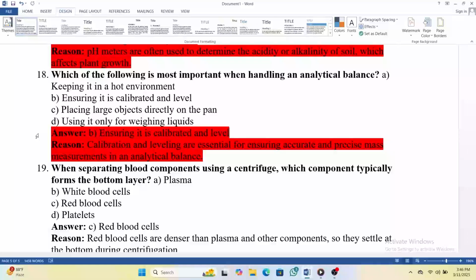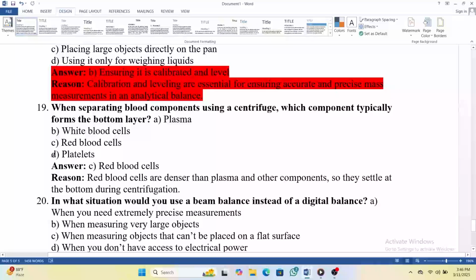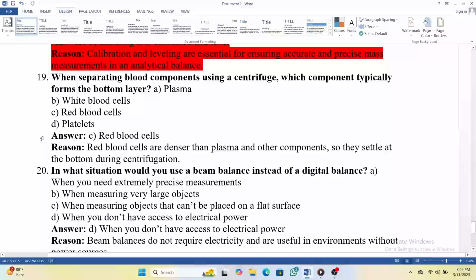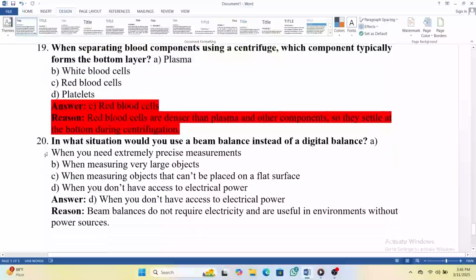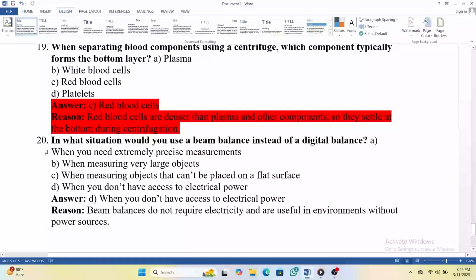19. When separating blood components using a centrifuge, which component typically forms the bottom layer? A. Plasma. B. White blood cells. C. Red blood cells. D. Platelets. Answer: C. Red blood cells. Reason: red blood cells are denser than plasma and other components, so they settle at the bottom during centrifugation.